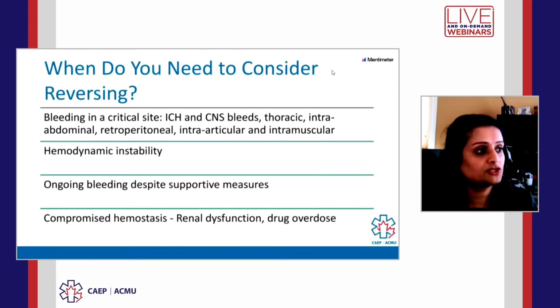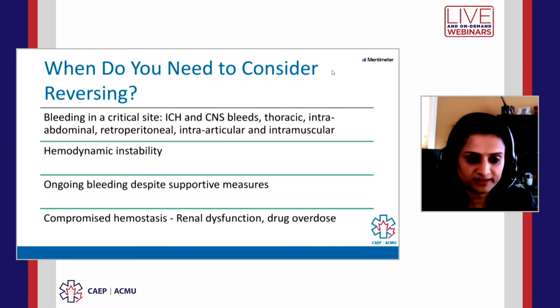So when do you need to consider reversal? Do all of the bleeds need reversal? As ER physicians, you are better versed with this than me. But certainly we all agree that bleeding into a critical site, like intracranial or CNS bleeding, or any retroperitoneal, intra-articular, or intramuscular bleeding, does constitute a major bleed.